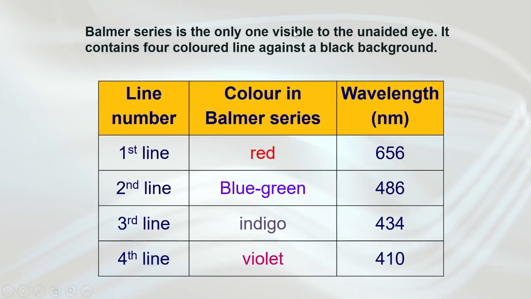So the Balmer series is the only one visible to the unaided eye. It contains 4 colored lines against a black background. The first line is the red color, second line is the blue-green, third line is the indigo, and the fourth line is the violet. So you can see the wavelength decreases, so that means energy increases. From the second line to the fourth line, energy increases as the wavelength decreases. You don't need to memorize this, you just need to know that when the question gives you colors, that means it belongs to the Balmer series.